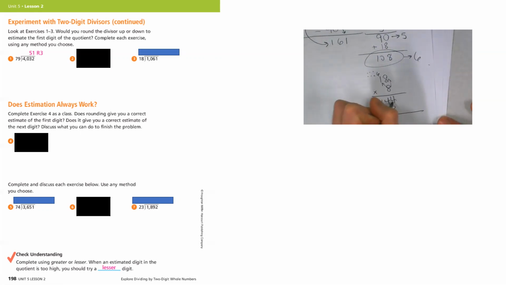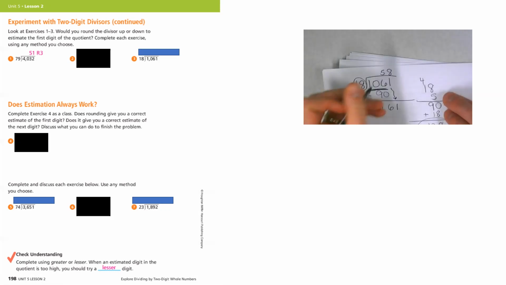18 times 8. 8 times 8 is 64. 8, 9, 10, 11, 12, 13, 14. So 18 times 8 is 144. Can I pull out one more 18? No, I almost can. But I just can't. I just don't have that much.